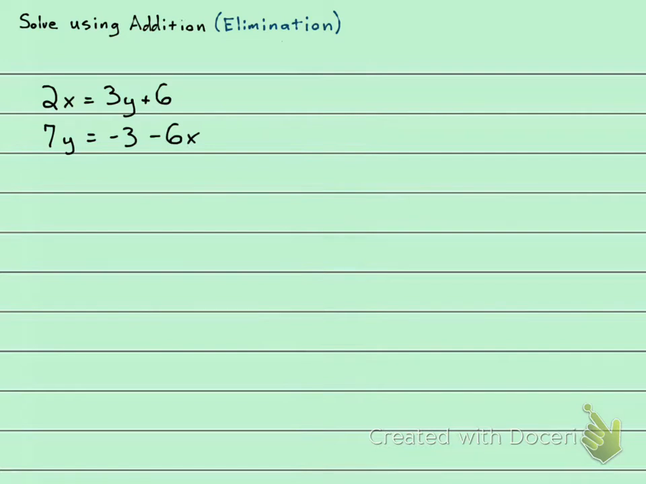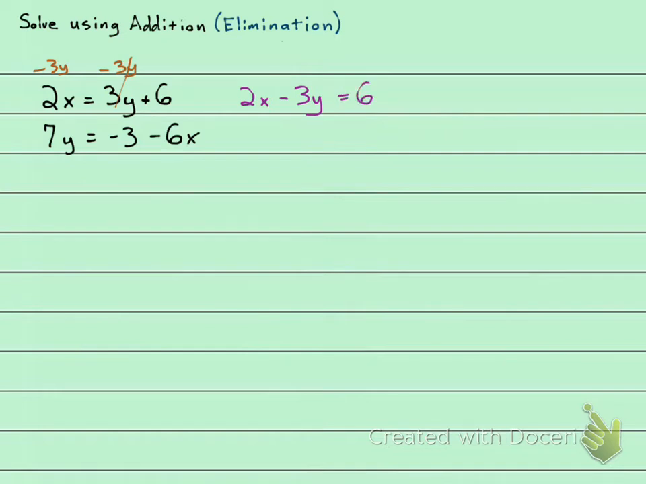So what I'm going to do is put both of these equations into standard form of a line. That way I'll have my x's on top of each other, my y's on top of each other, and then my constants on top of each other. So let's get the x's first. If I look at the top equation, the x is on the left, I need to move this 3y. So I'm going to subtract 3y from both sides of the equal sign, and then I'll be left with 2x minus 3y equals 6.